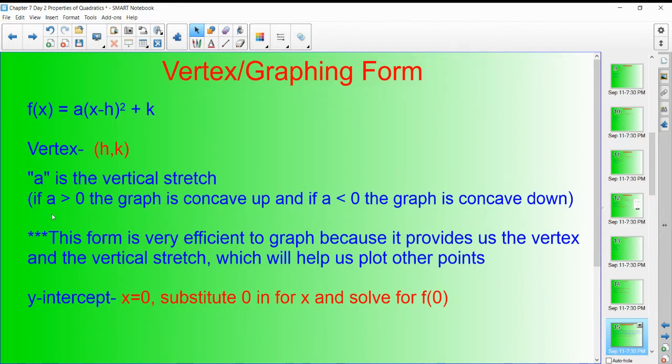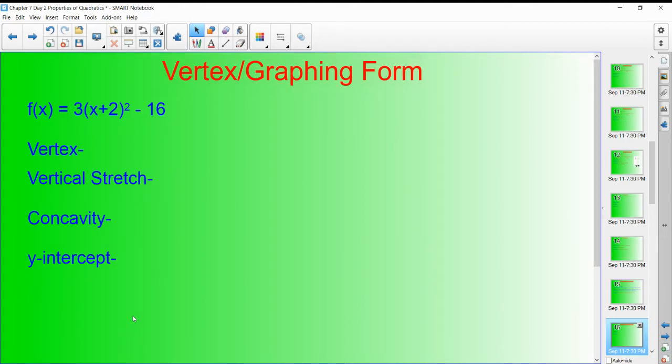So just like standard form, if A is positive, the graph is U-shaped, it opens up. If A is negative, the graph's upside down and opens down. Like I just said, the form is very efficient because it provides us the vertex and the vertical stretch, which in the next lesson we're going to see how to graph the vertex, how to graph other points and make a nice pretty graph. And this form also is not terrible for finding the y-intercept. You put 0 in for x, and we evaluate to find the y value. So once again, we'll take a look at an example.